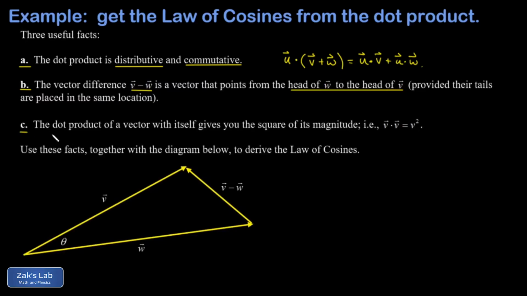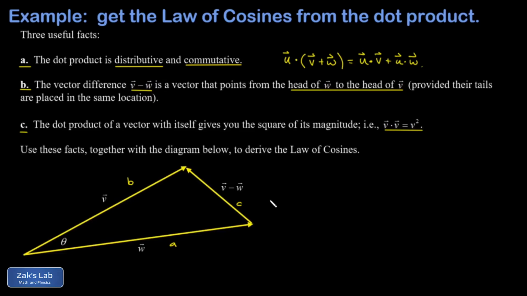In C, we're reminded that the dot product of a vector with itself gives you the square of its magnitude. And we're asked to use these facts to derive the law of cosines. So the way the law of cosines is normally phrased, we would call one of these side lengths that's adjacent to the angle A, the other one we'll call B, and then the one opposite to that angle, we'll call that magnitude C. And the law of cosines relates all those magnitudes, A, B, and C, and the angle theta.